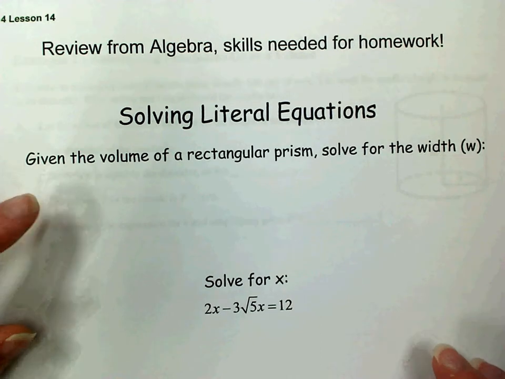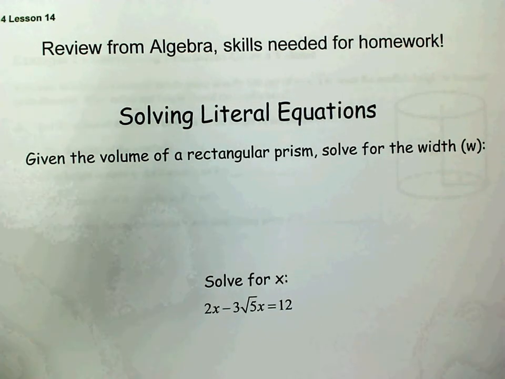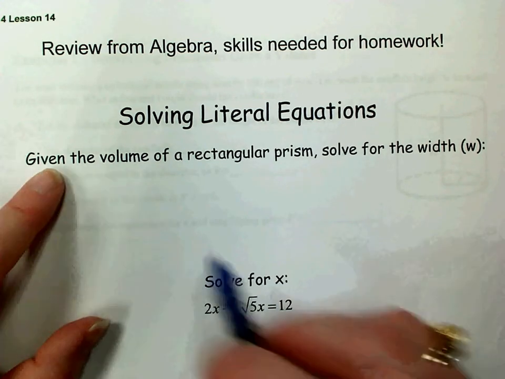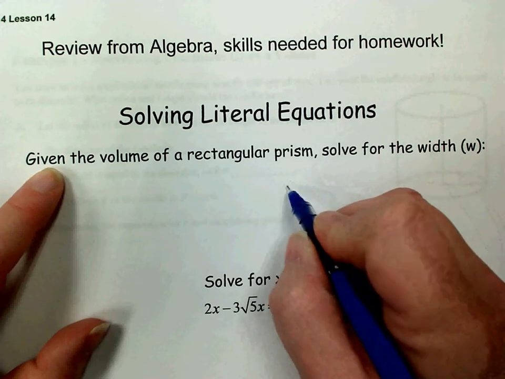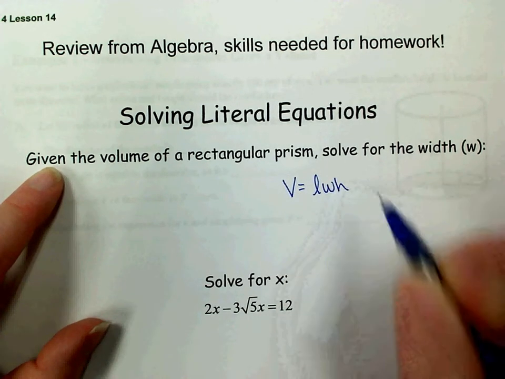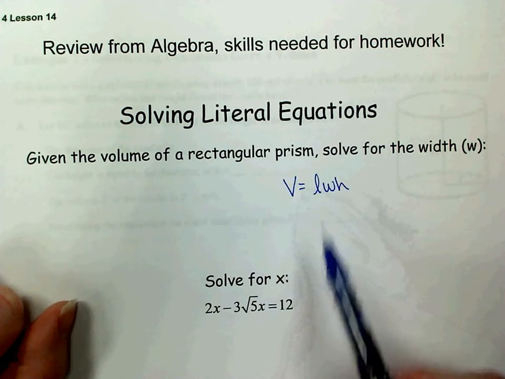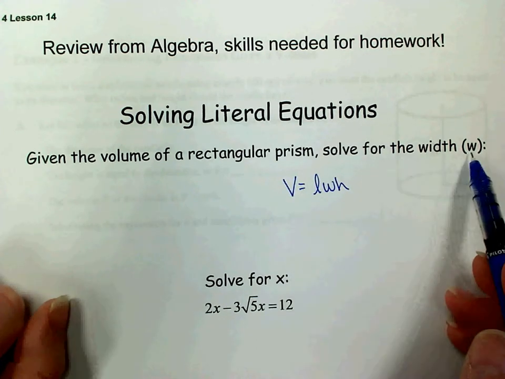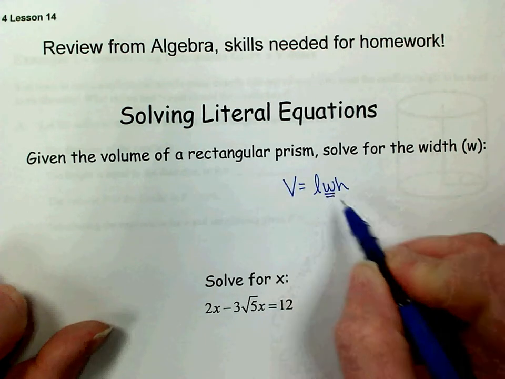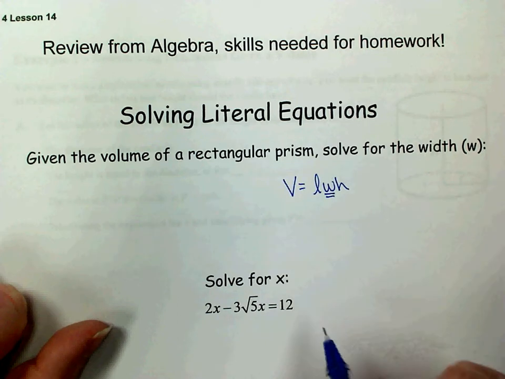It's when you're given a formula and you manipulate it to solve for one of the variables in the problem. So if I gave you the volume of a rectangular prism, we all know that is V equals LWH, length times width times height. Remember, formulas are always equations. So if I asked you to solve for W, we would want to get rid of the L and the H. What operation is going on between those three variables?